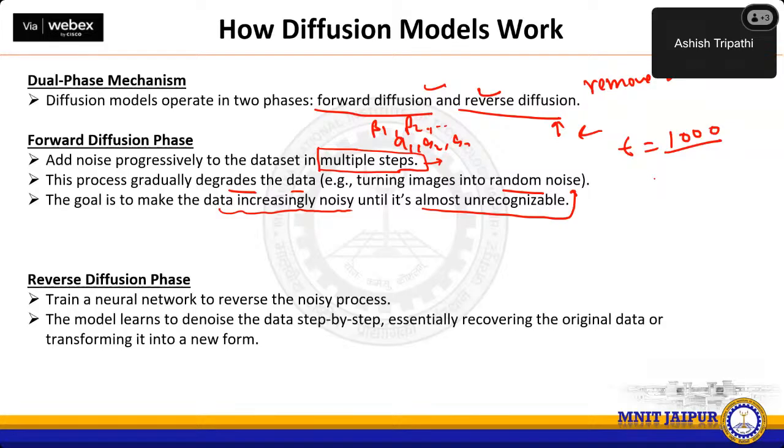So if you are adding a very small amount of noise in each step, then naturally you will need more steps in order to get the image almost unrecognizable. But if you are adding a good quantity of noise in each step, then it is going to take fewer steps to get the image quite unrecognizable. The idea is quite clear. You have to get a balance between the amount of noise that you want to add and the number of steps that you want to choose.